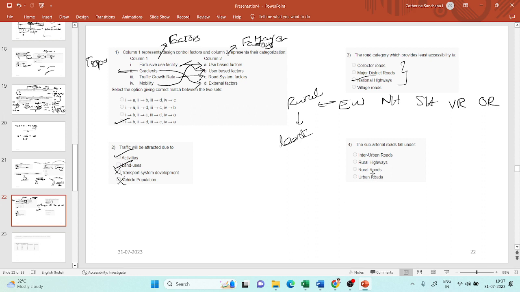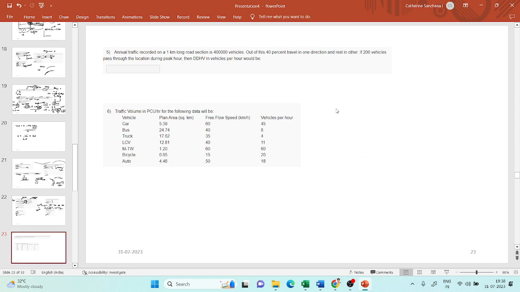Okay. Now moving on to the next question. The sub-arterial roads fall under. So sub-arterials, as we saw, below this we wrote arterials, sub-arterials, collector roads, local roads, and so on. So these sub-arterials will fall under urban roads. Okay. So the top one is rural, this one is urban. So this is urban roads. Now moving on to the next question.